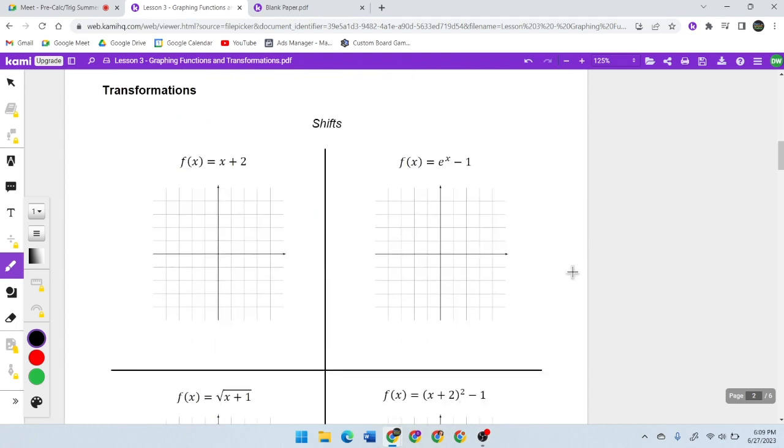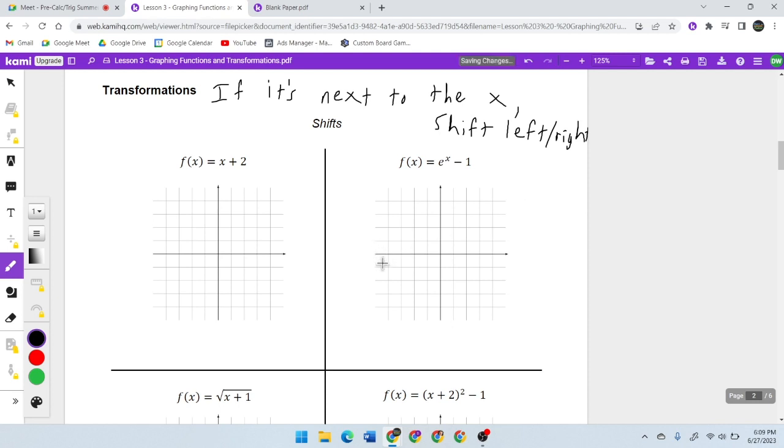Next, transformations. There's 3 kinds of transformations we're going to be talking about today. The first one is shifts. So what a shift is, basically, it's either up, down, left, or right. And the important thing to remember, if it's next to the x, then we're going to shift left or right. And I'll explain what that means in a minute. Then we can also shift up or down. That's basically if it's not next to the x. If it's not next to the x, then that's when it's going to shift up or down. Any questions with that?